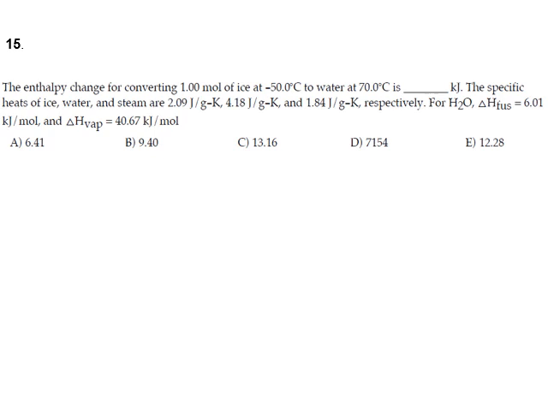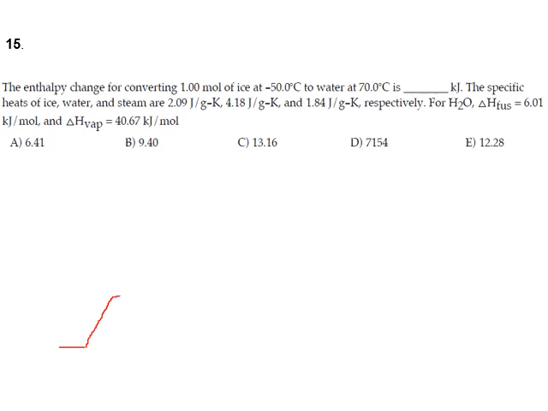The enthalpy change for converting 1 mole of ice at minus 50 degrees to water at 70 is blank. Okay, so we've got 1 mole of ice, but it's not at 0 degrees. Let me try to draw this. So we've got ice at minus 50, and what we're going to have to do is raise the temperature of the ice up until we get to 0.